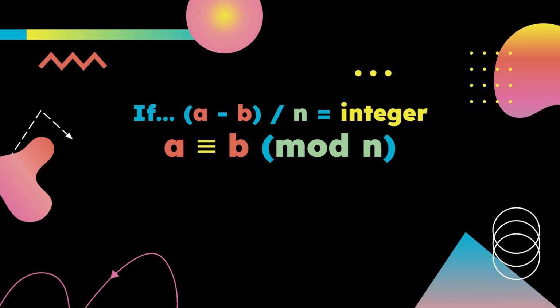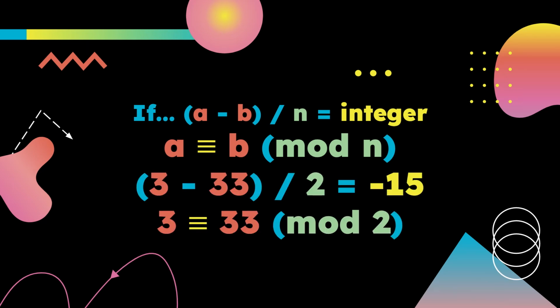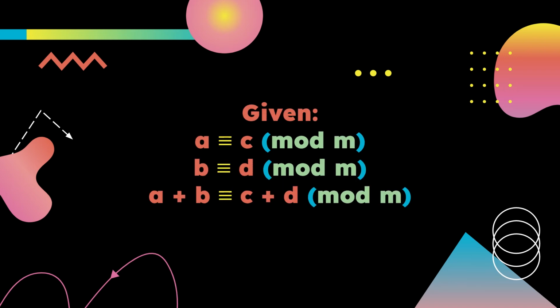Let's apply the numbers we have here. 3 minus 33 is negative 30, and when it is divided by 2, it equals negative 15, which is an integer. Therefore, we can conclude that they are congruent modulo 2, and it remains consistent with what we know about congruence. There are some arithmetic rules that you have to keep in mind.